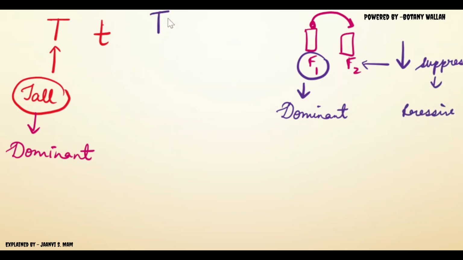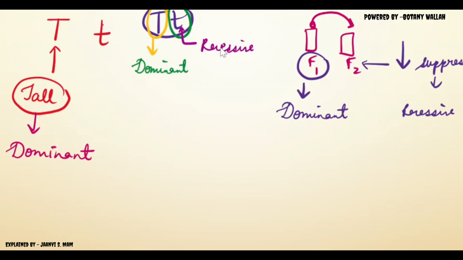Now if there is a capital T, small t condition, what is happening? The capital T is expressing itself when it is present with the small t. Then this small t isn't able to express when it is with capital T. That means the capital T is dominant and the small t is recessive.